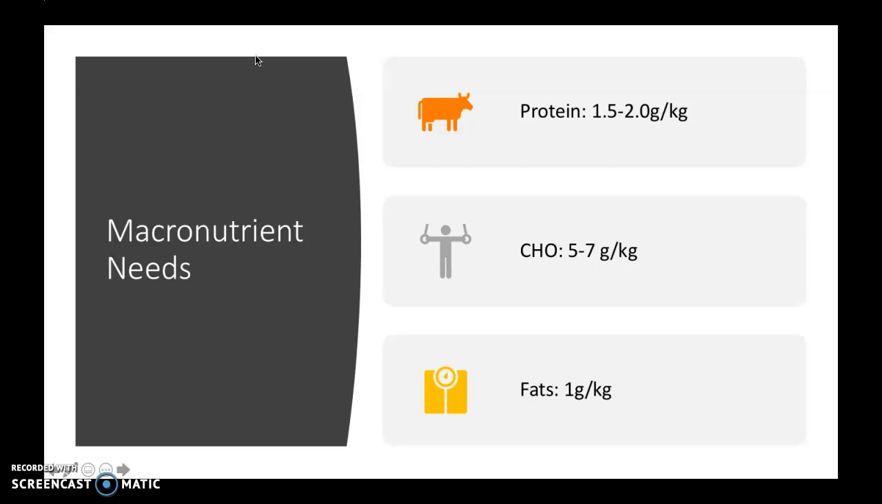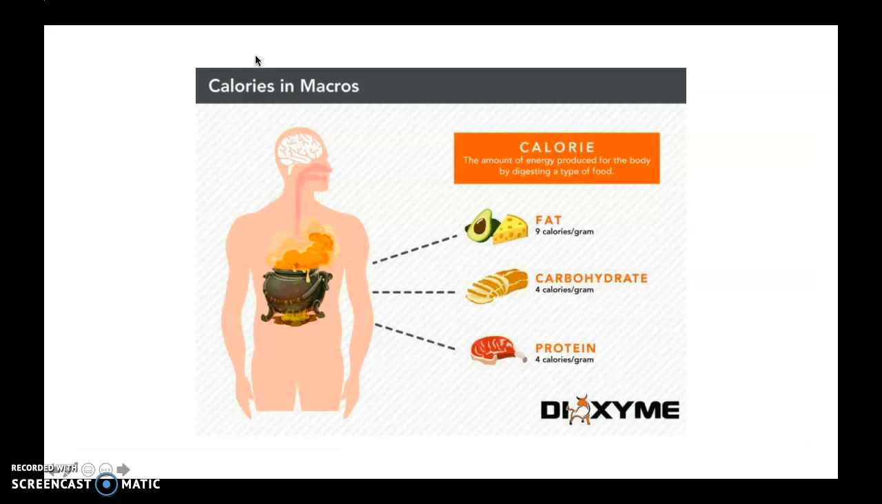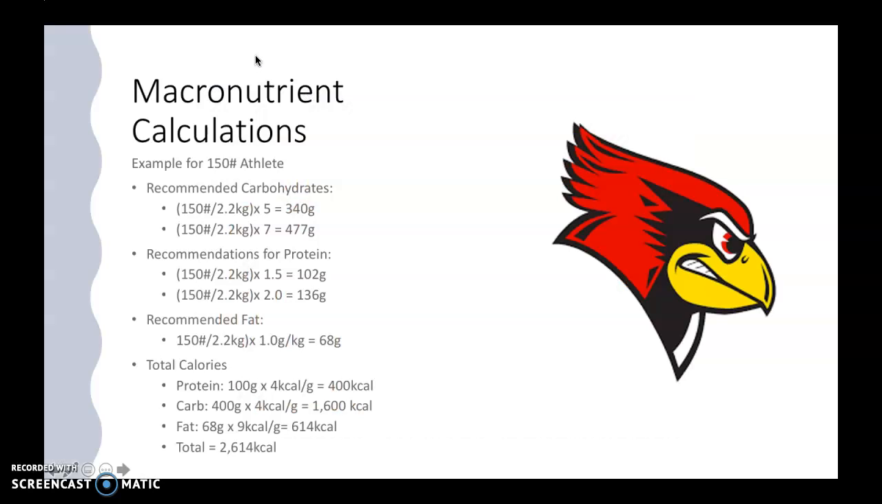So protein's the 1.5 to 2.0 grams per kilogram, carbs going to be that 5 to 7 grams per kilogram, and fat's going to be 1 gram per kilogram. And you can see here carbs are significantly higher than the other two, and we'll get into a little bit why. So first of all, carbohydrates and protein have 4 calories per gram, but you see here fat has 9 calories per gram. So you're going to get more calories out of 1 gram of fat than you would carbohydrates and protein.